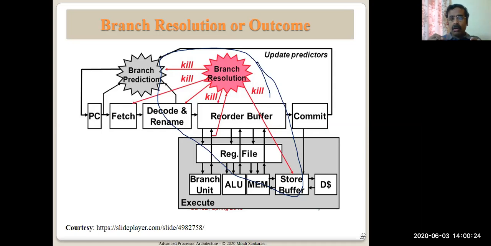If the prediction was wrong, and the processor was supposed to go somewhere else, it will go there and forget about what it has done so far. So this is, in a nutshell, branch prediction or resolution after the actual result is found.